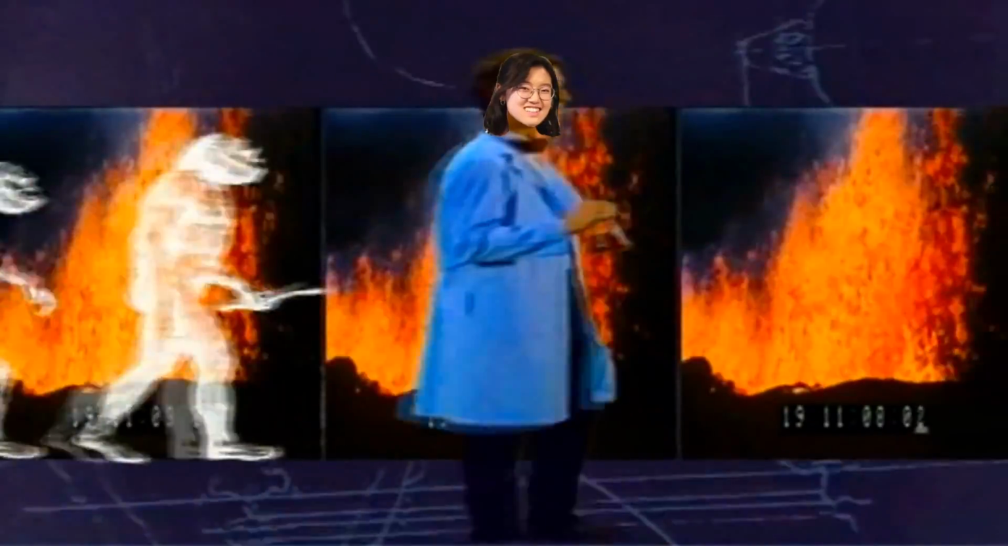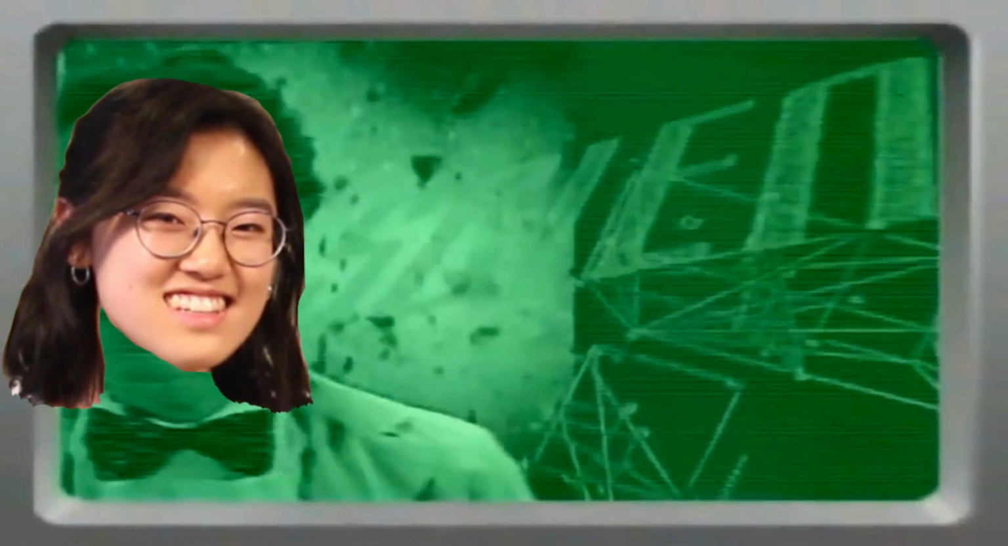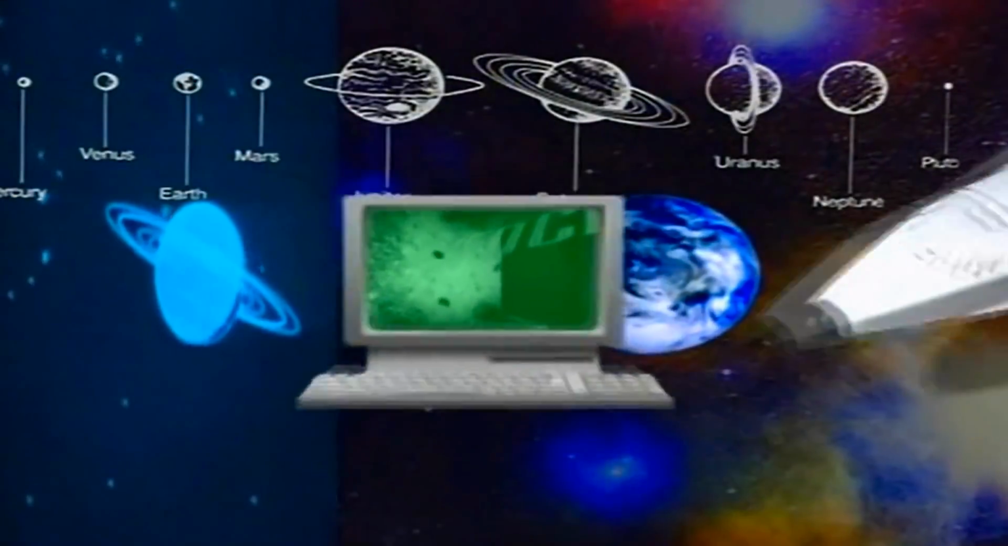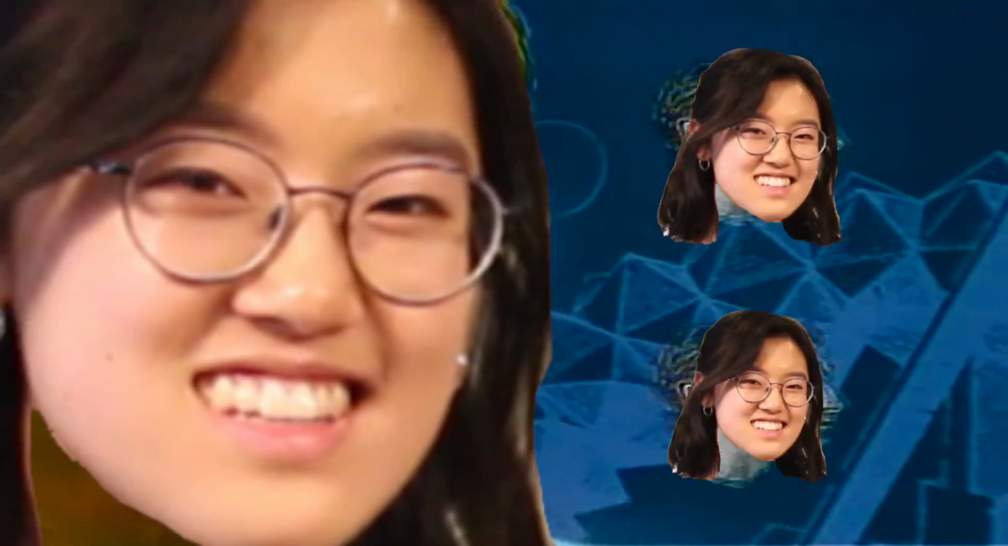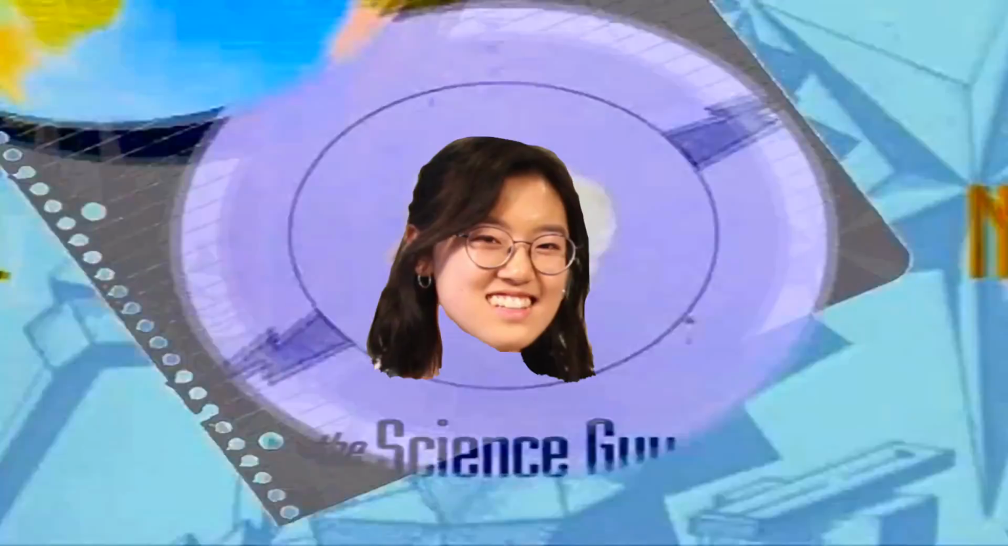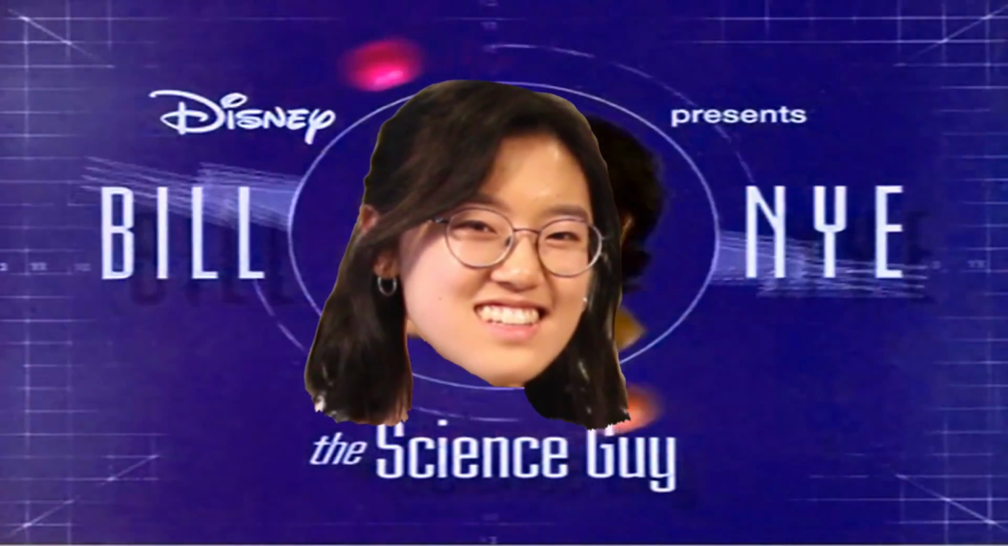Bill Nye the Science Guy. Science rules. Bill Nye the Science Guy. Inertia is a property of matter. T minus 7 seconds. Bill Nye the Science Guy.